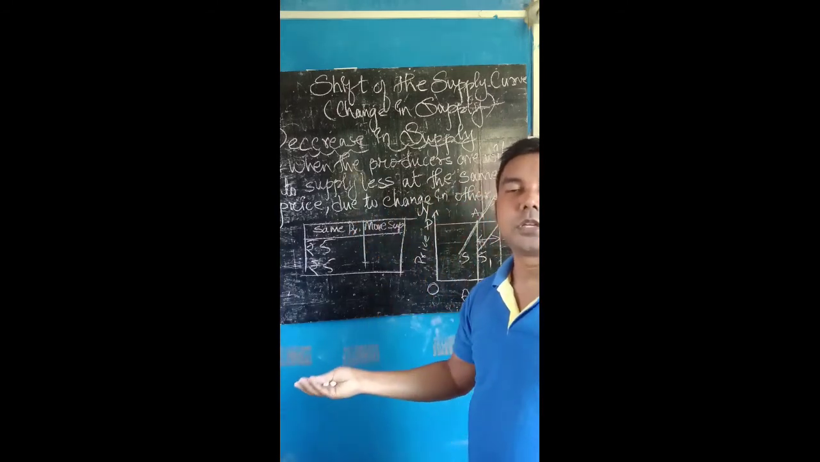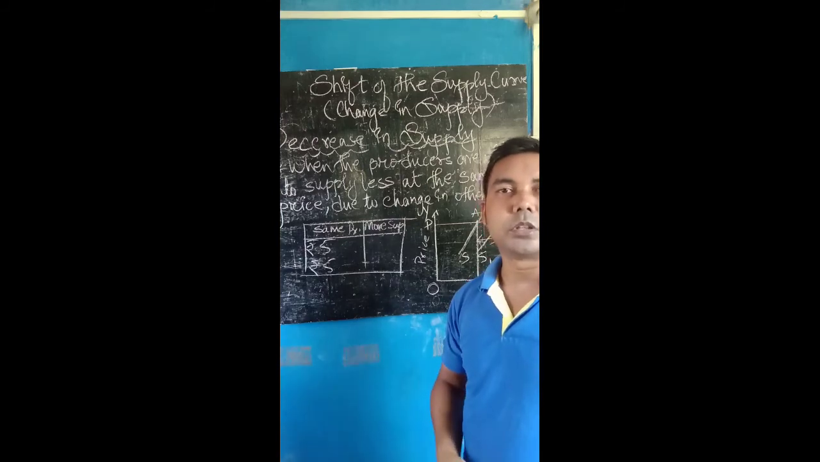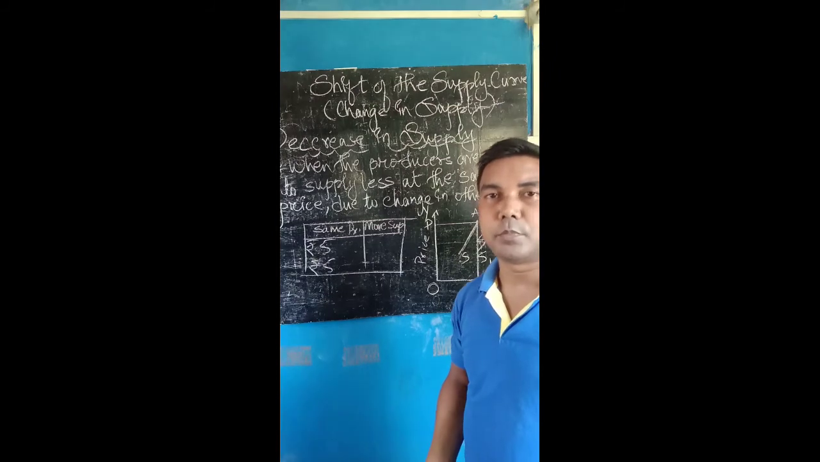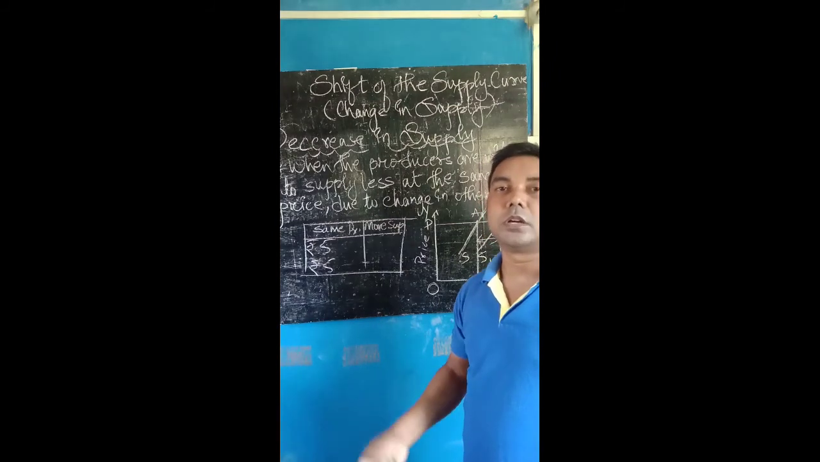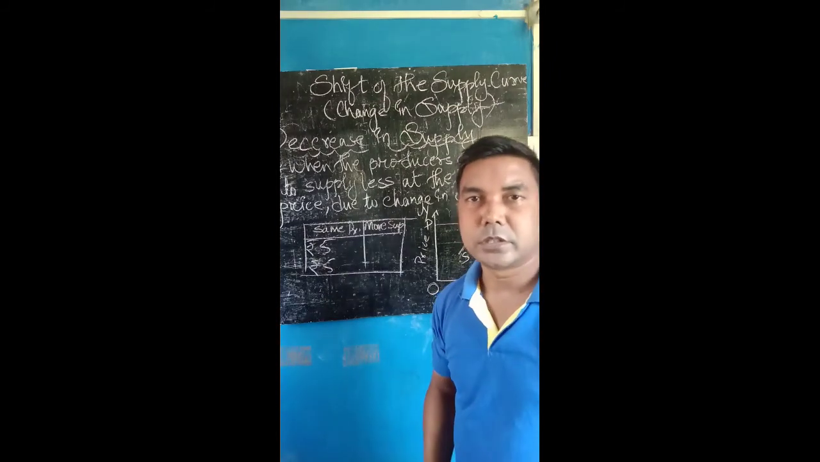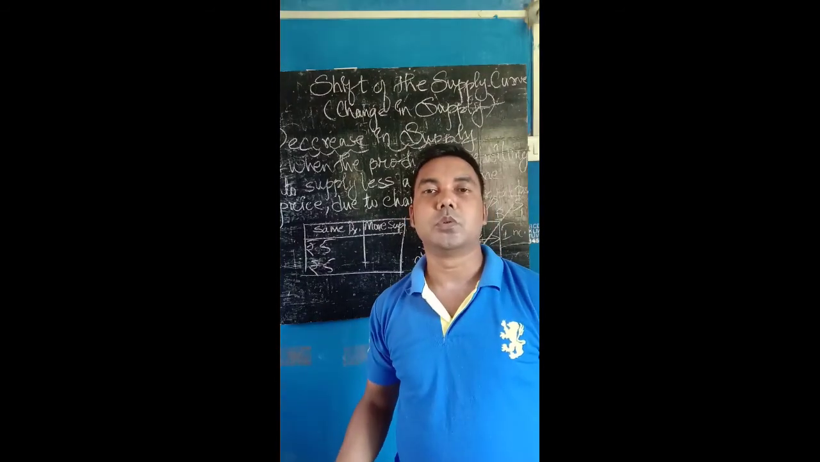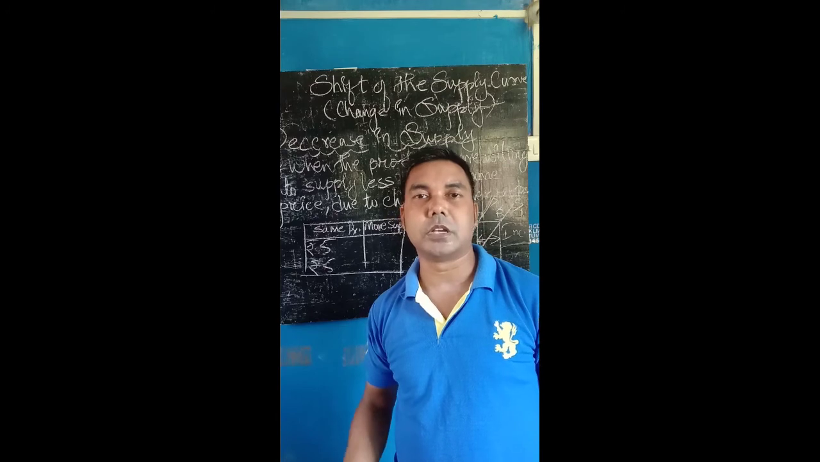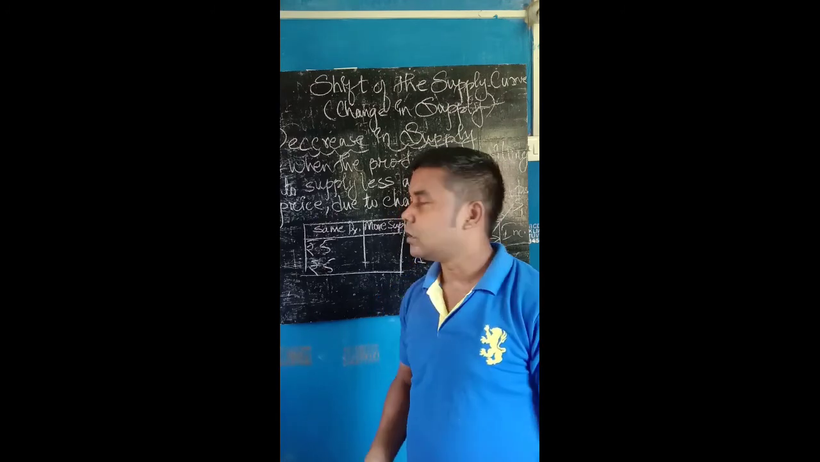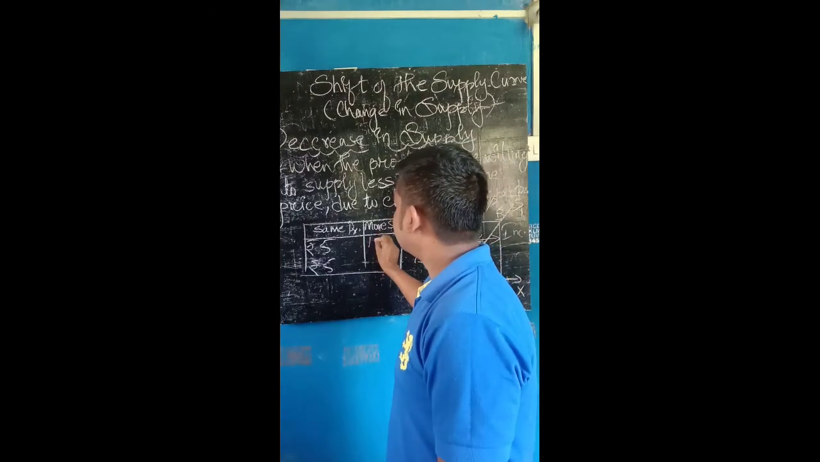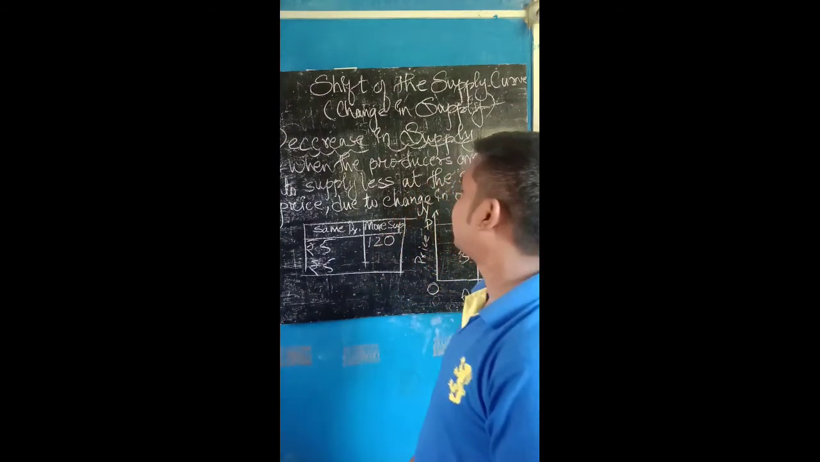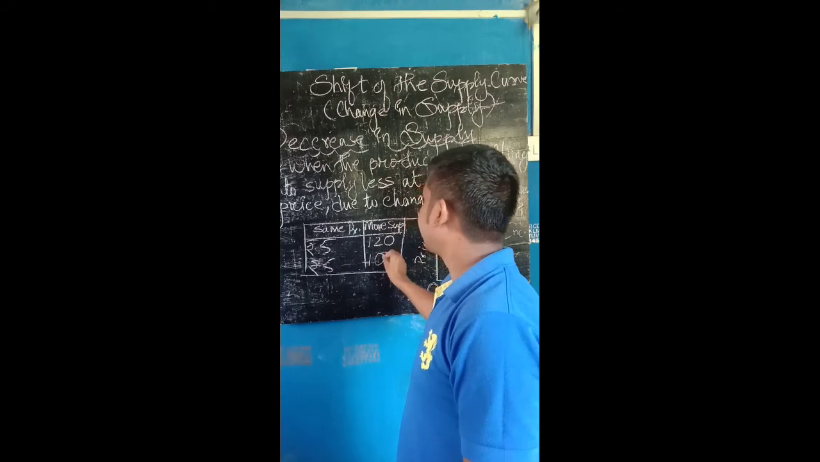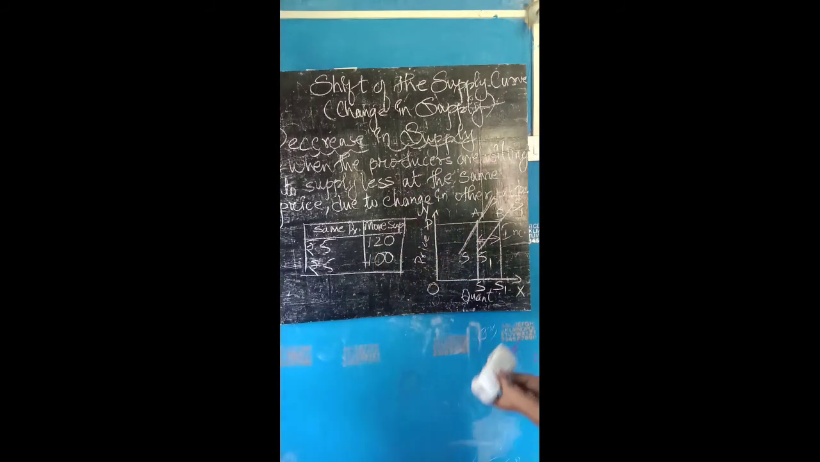Okay, the producers are now supplying less because the government policies have changed. Now the government is imposing more and more taxes, so the suppliers are discouraged to supply more. Now they are supplying less at the same price, and earlier when the price was the same, the quantity supplied was 120, but now it has decreased from 120 to 100. Okay, you can see the chart.